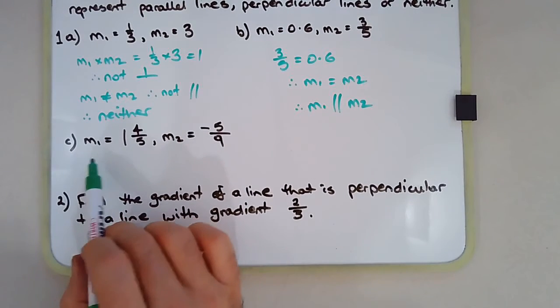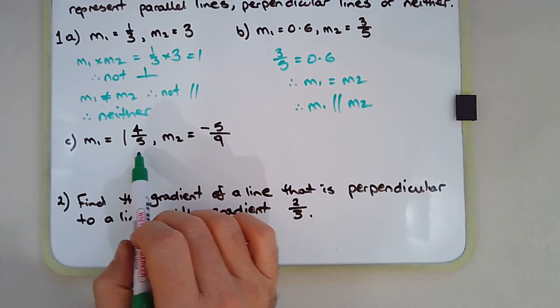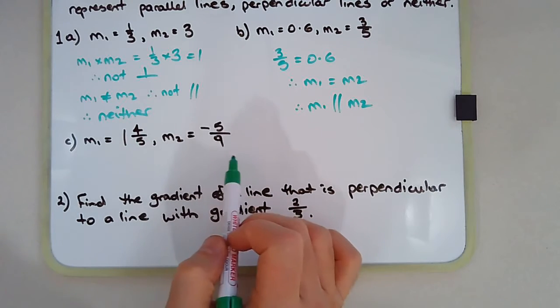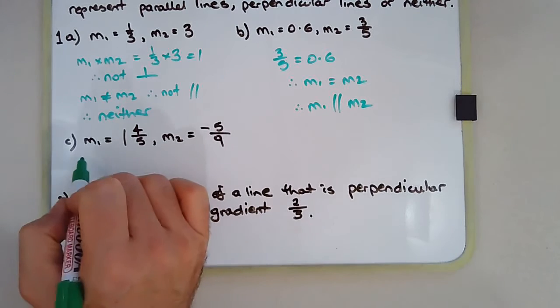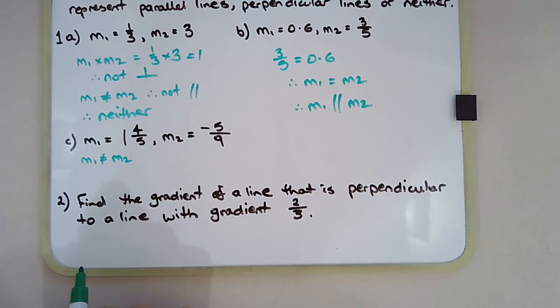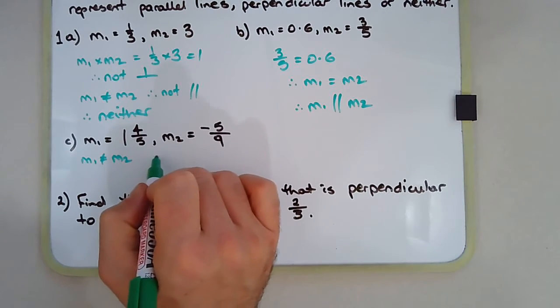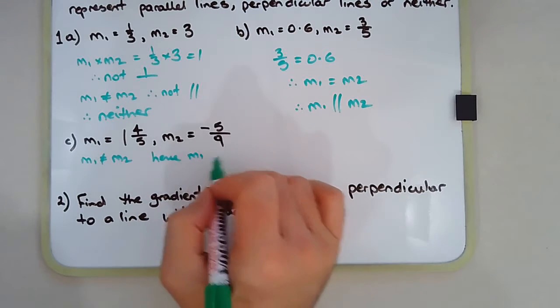Part C. What about if we're given M1 is equal to 1 4/5 and M2 is equal to -5/9? So that's a positive gradient and a negative gradient. Well, clearly one's positive, one's negative. They're not parallel, so M1 clearly doesn't equal M2. M1 and M2 are different, hence M1 is not parallel.